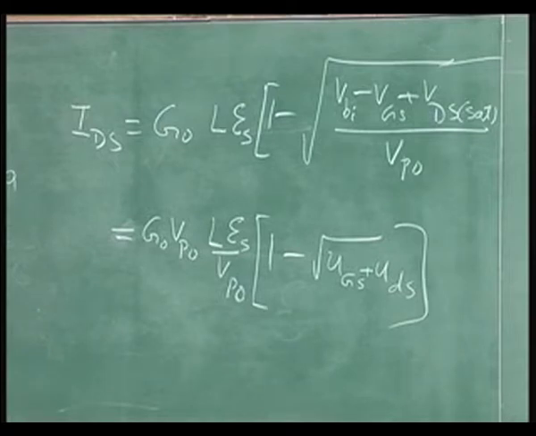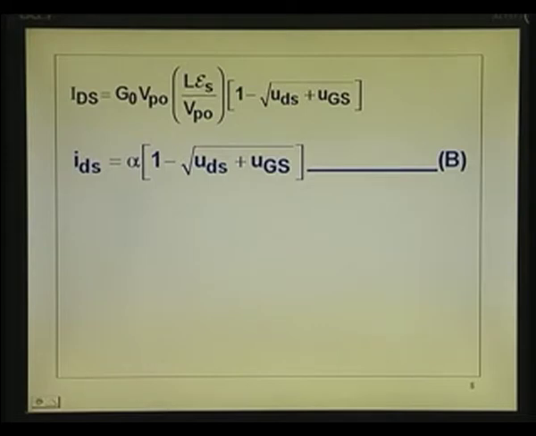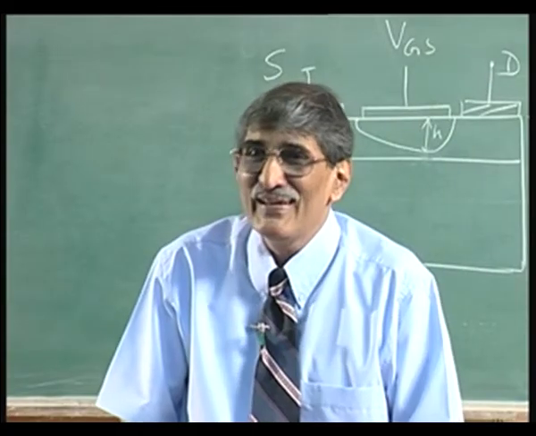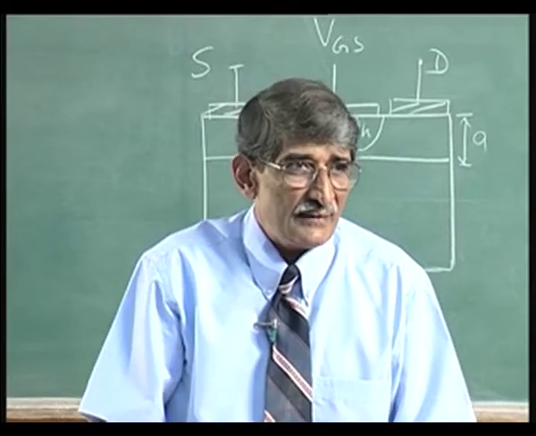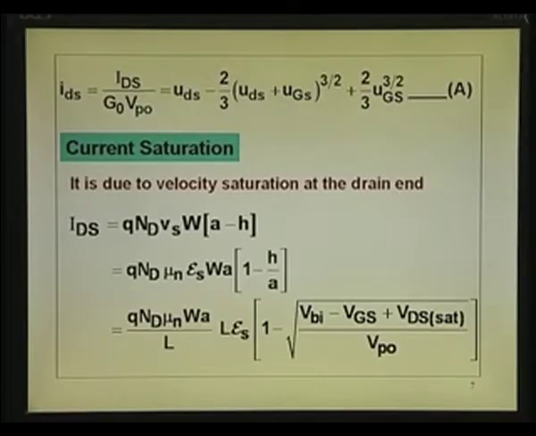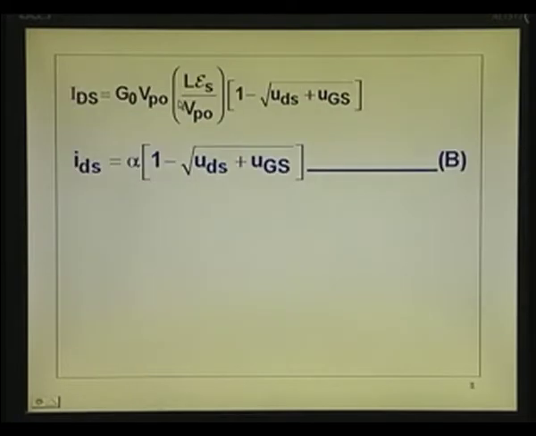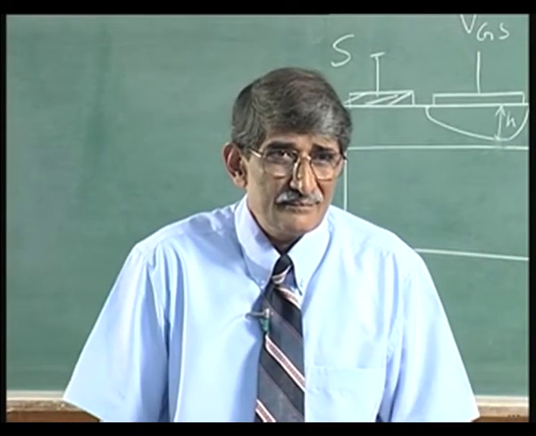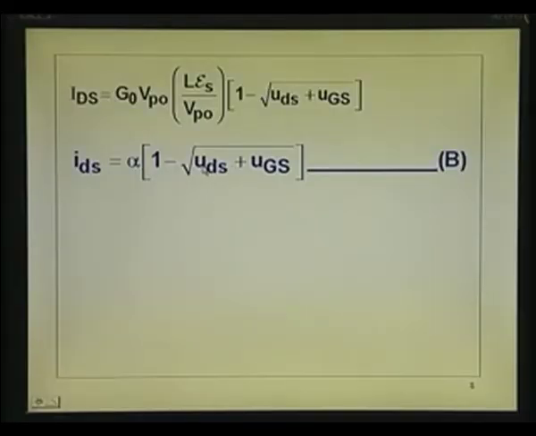Now, I think we should have reason to be happy. Why? Not because the lecture is over, but because we have got two equations A and B. A is this one, which relates I d sat with U d sat, and B is another equation which relates I d s with U d s. Two unknowns, you can evaluate them.